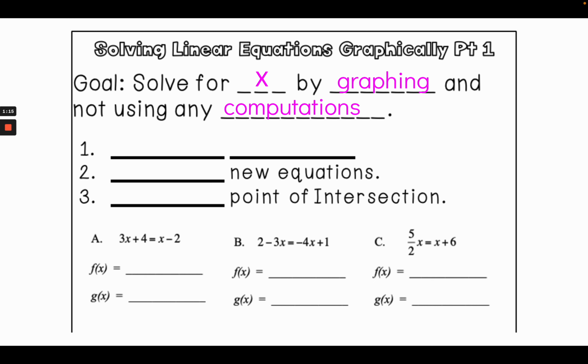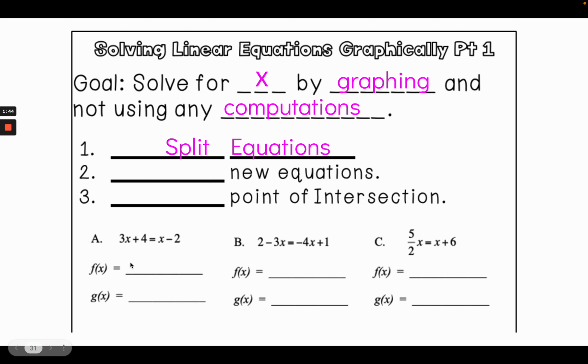So before we actually get to graphing the equations, I just need to take you through some setup. Before we graph, we're going to be given an equation that looks like this: 3x plus 4 equals x minus 2. And we're going to take this equation and split the equation in half. So that's going to be our first step. We're going to split it in half, and we're going to create two new equations. One equation will be called f of x, and the second equation will be called g of x.